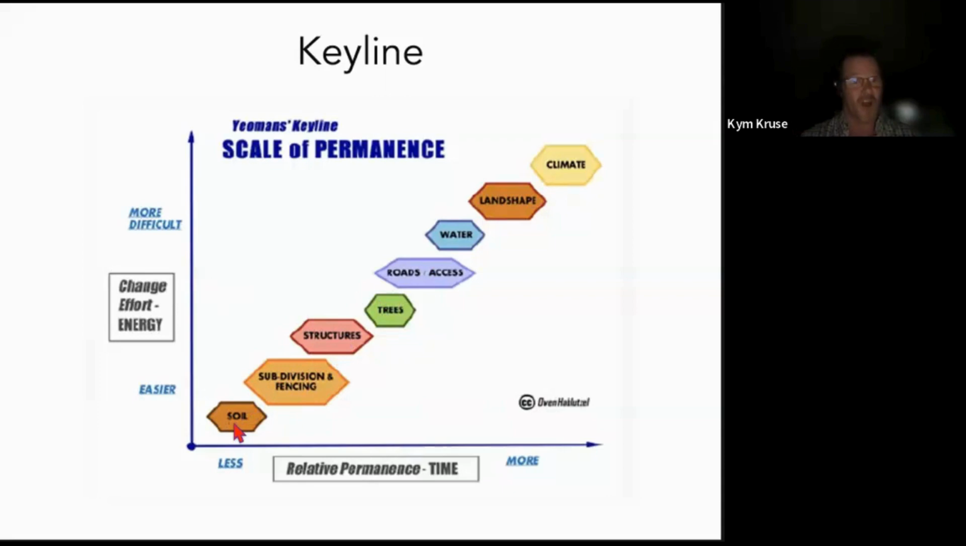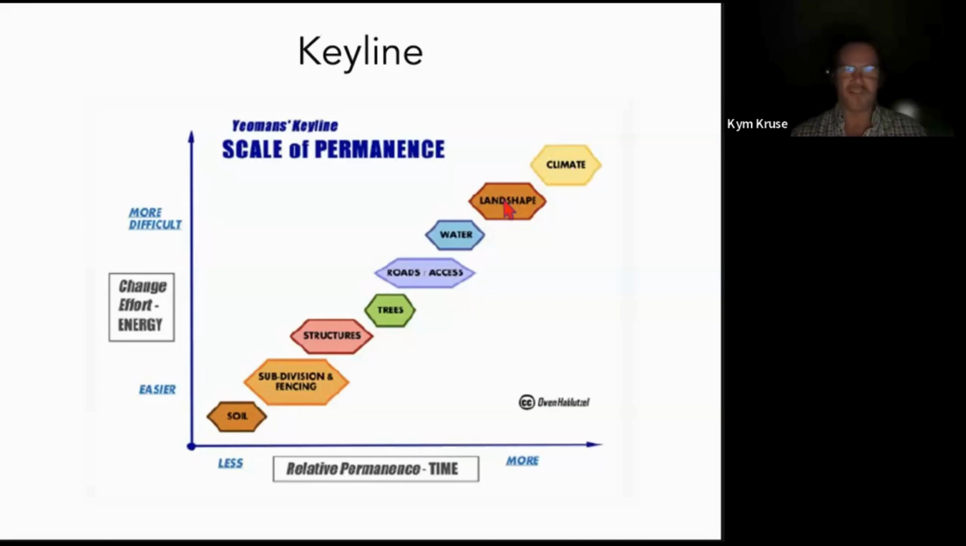and it's the easiest thing to build in terms of time, how long it can stay around for, and the amount of energy it can take. Whereas something like roads and access, there's a lot of diesel and machinery, and they're going to be there for a very long time. And then climate is obviously at the top. It's the hardest thing to change. Generally, the climate of where you are is the climate that you've got. It's a very difficult thing to change.